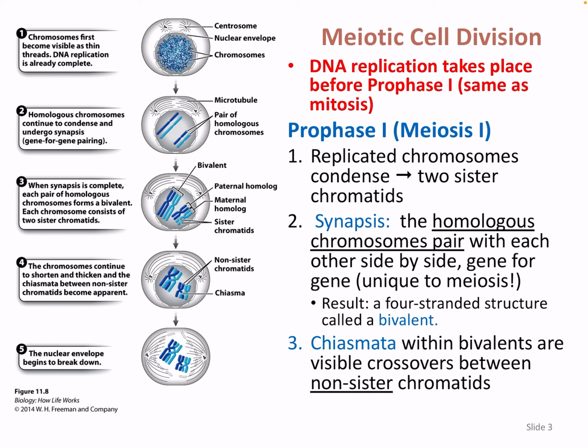In meiotic cell division, DNA replication takes place before prophase 1, same as mitosis. In prophase 1, the replicated chromosomes condense, and this results in 2 sister chromatids, as we can see here. Second, we have synapsis, which is when the homologous chromosomes pair with each other side by side, gene for gene, which is unique to meiosis. Here we have that pairing. The result is a 4-stranded structure called a bivalent. Here we can see our bivalent structure.